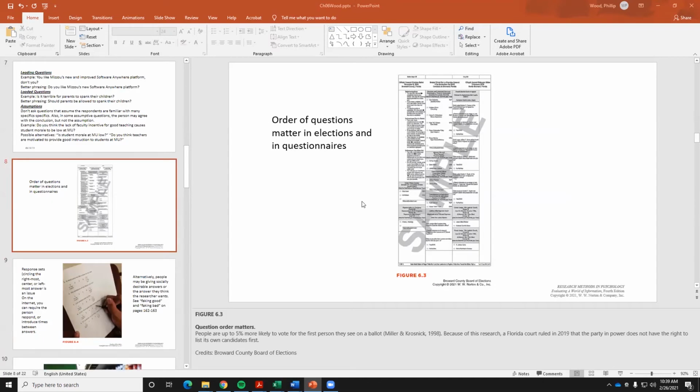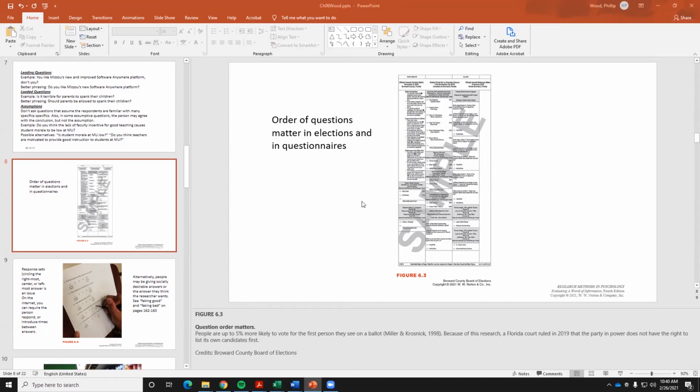Order of questions is a big issue. The book makes some hay of the fact that if your name is first on the ballot, you're about 5% more likely to get voted for than if you're later. This is why, for example, in Boone County, when you vote, you'll see that they have mixed up the order. They don't do different ballots. What they do is choose by lot, when they design the ballot, who's going to be at the top. But that's an attempt to cover the order effect.